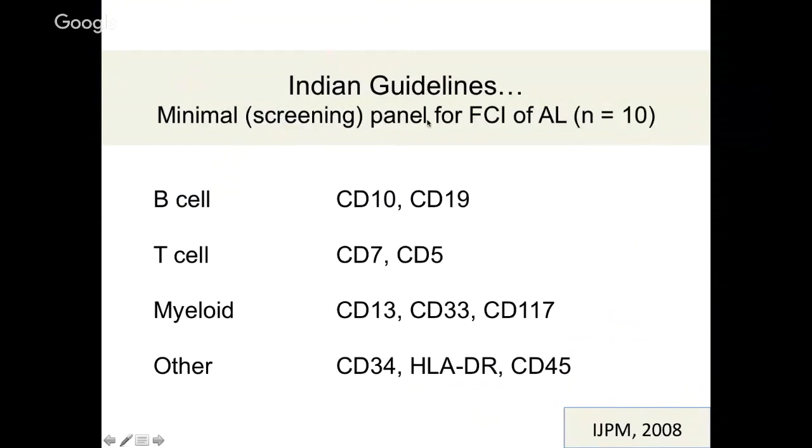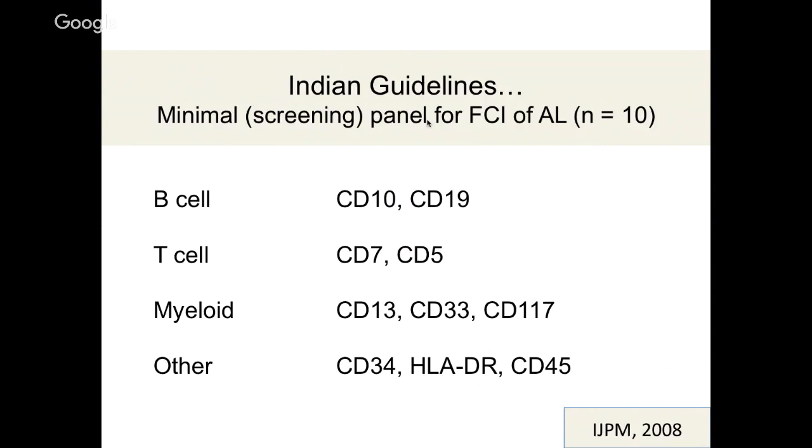Now these are the Indian guidelines which were published in 2008, which we do not use anymore. And we do not recommend anybody to use these guidelines because they are very old now. But those were the days when many laboratories used to cut corners, used to do very few markers, three markers or two markers to come to a diagnosis. So we came up with Indian guidelines, which was a consensus meeting.